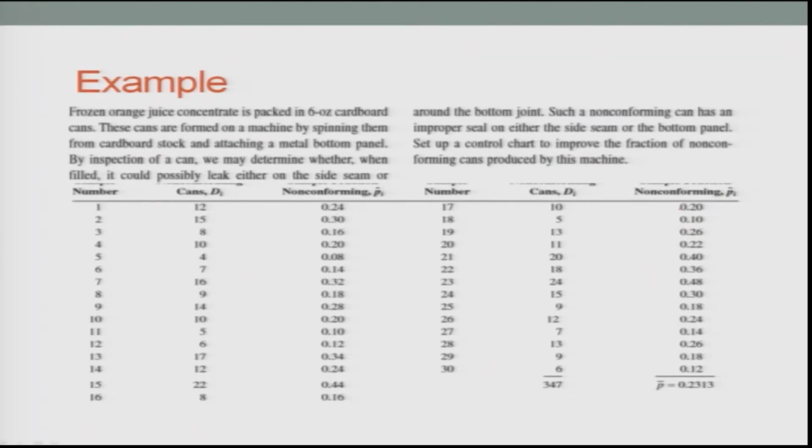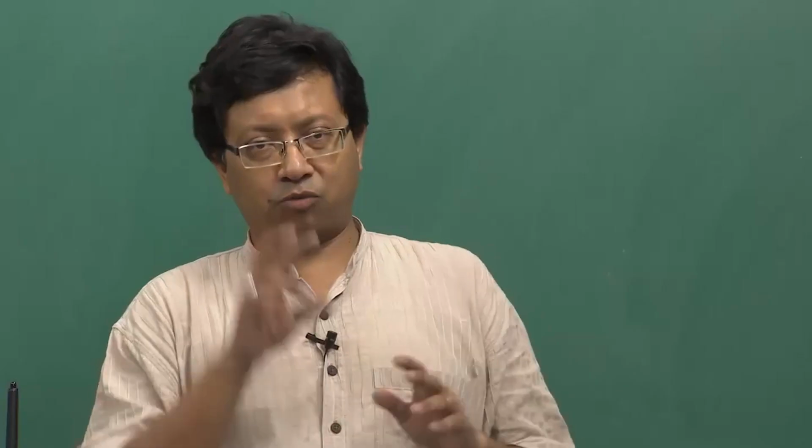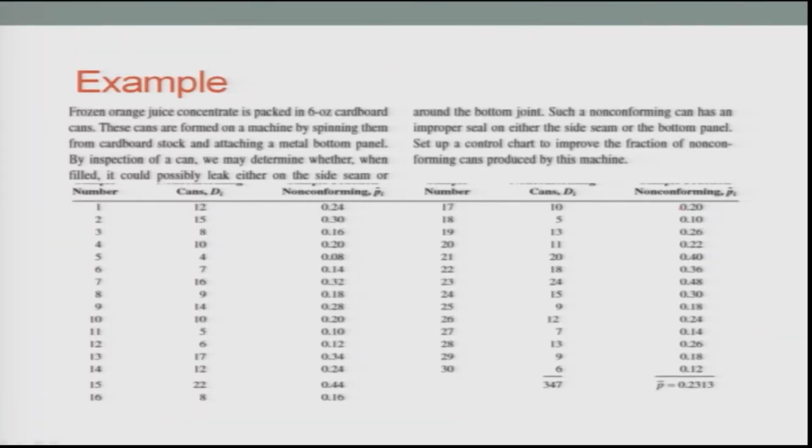Frozen orange juice concentrates are packed in 6 ounce cardboard cans. These cans are formed on a machine by spinning them from the cardboard stock and attaching a metal panel. So, you are spinning them, making them from the cardboard and putting the cap on. By inspection of a can, we determine whether, when filled, it could possibly leak on the side seam or around the bottom. The numbers are given in the first column: how many cans, how many defectives, which is 12, 15, 8, so on and so forth, and the non-conforming ratios are given.